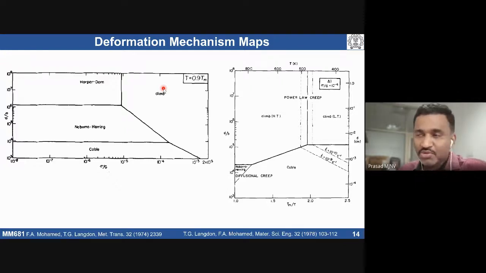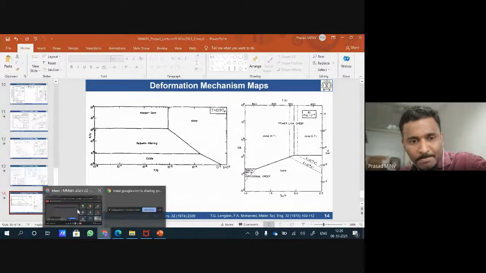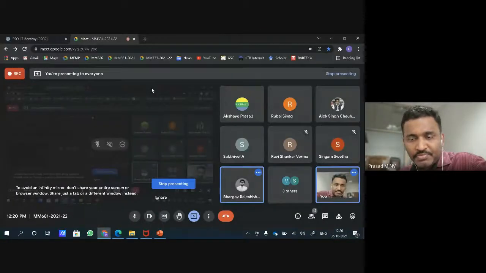We are almost close to 12:25 now. If there are any doubts, please let me know. Any doubts? Is it clear, whatever we have discussed so far for creep deformation? Is it fine?